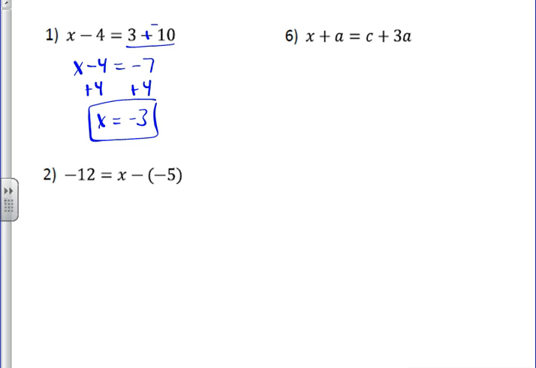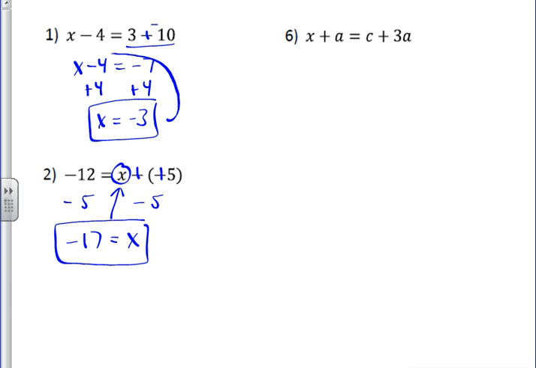On number 2, again, simplify. This time we can simplify without rewriting. Minus a negative 5 is just plus 5. So negative 12 equals x plus 5. We need to get the x by itself, so we're going to do that by subtracting 5. Negative 12 minus 5 is a negative 17. And so our answer is x equals negative 17.